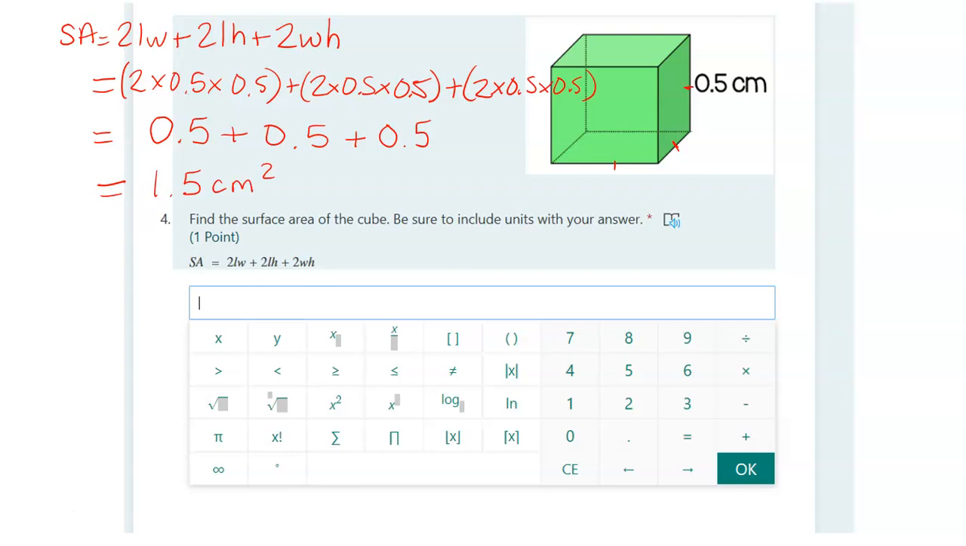Now, how would you enter that in using this keyboard? Well, you would type in 1.5 centimeters and then choose this x squared button. That x squared will put a squared unit up top. That is all we need to see for that answer.